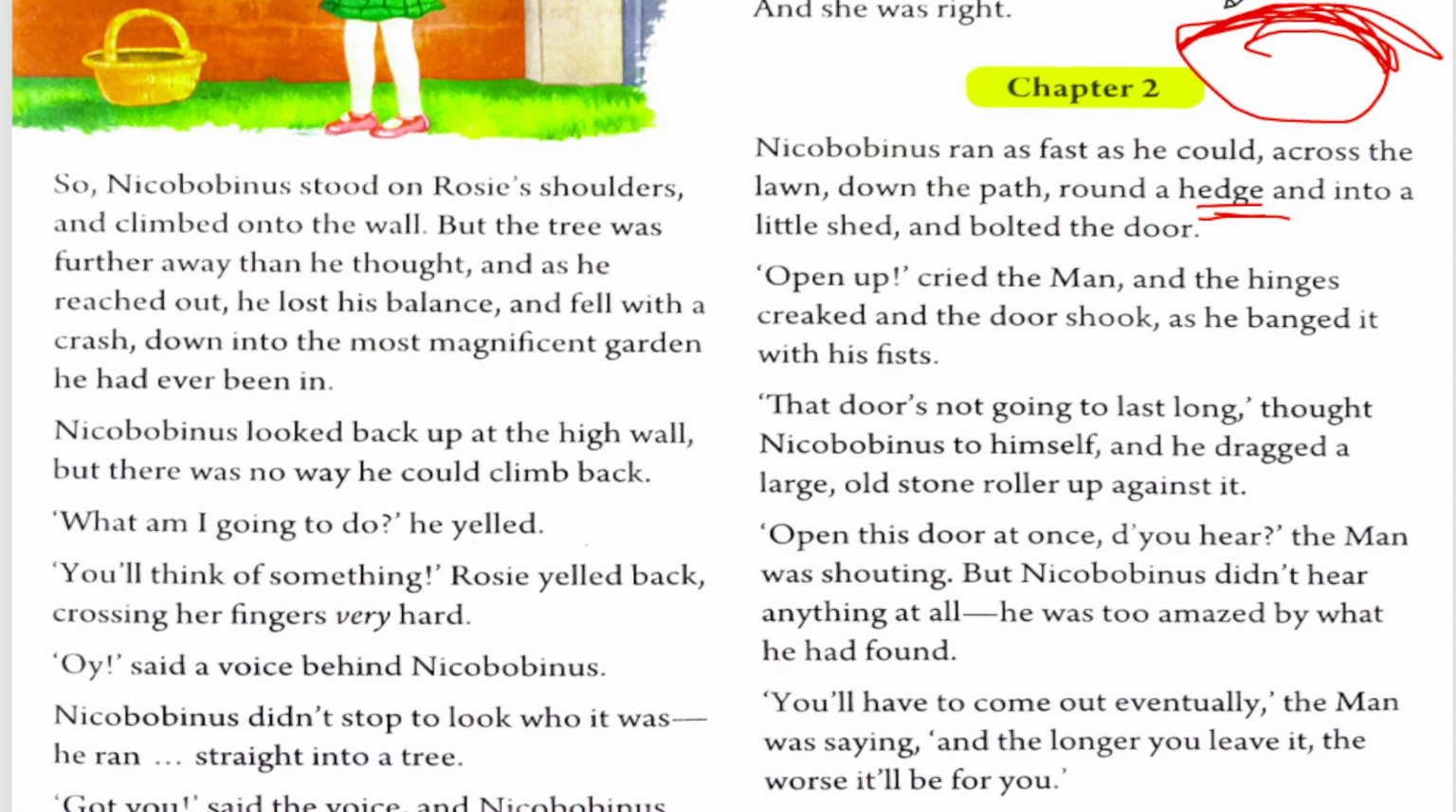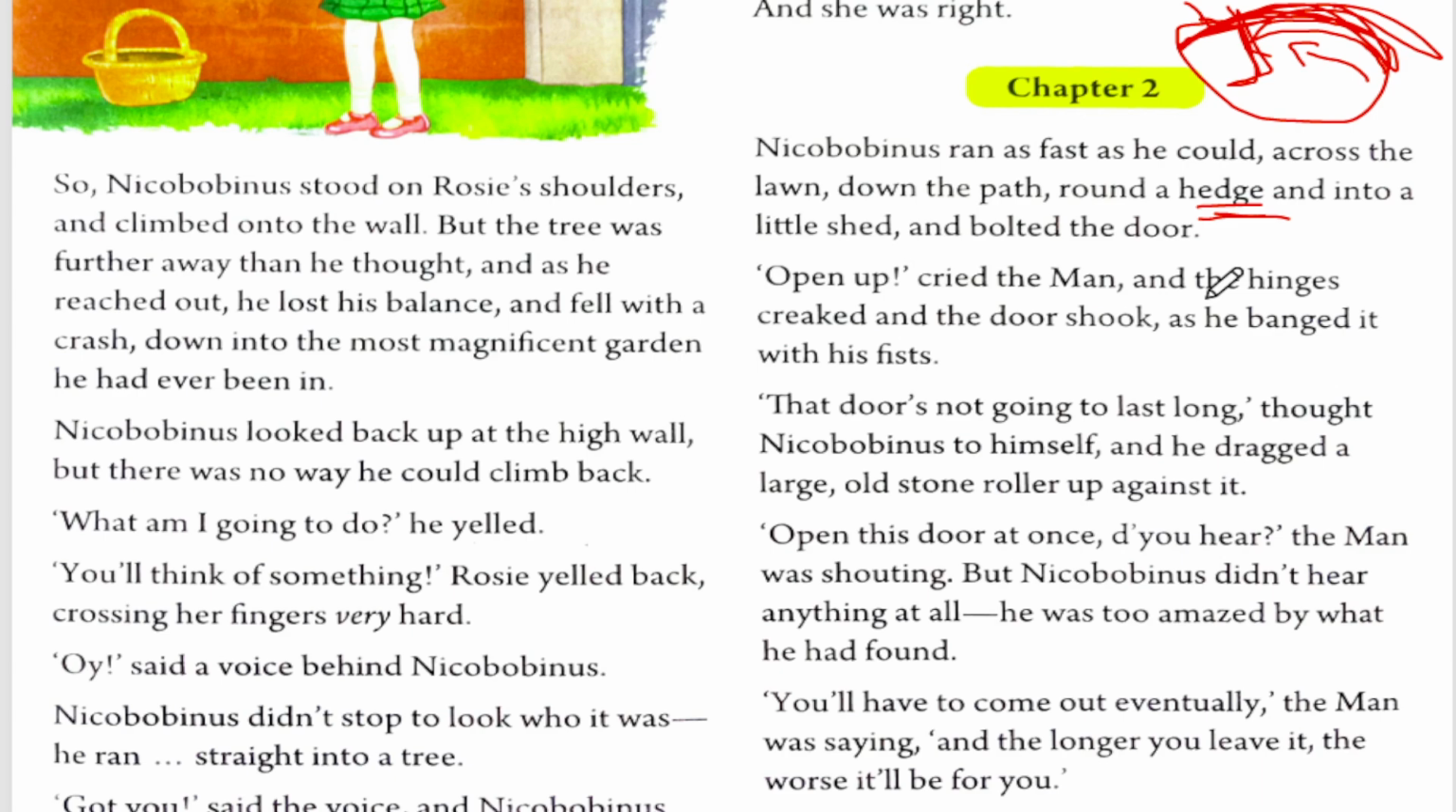Then he found a door. While he was running, he found a door, and the door was unlocked. He opened the door, went inside and bolted the door. That means closed the door and locked it temporarily. Now, as the man was chasing behind him, he would come here and stop here, and would not be able to get to Nicobobinus very easily, and this is happening here.